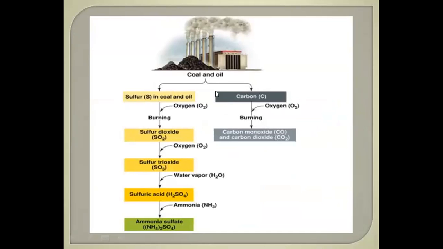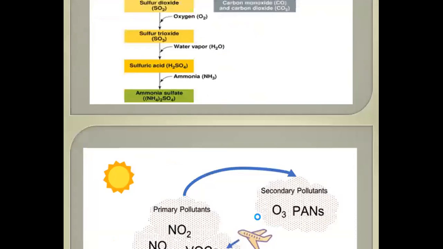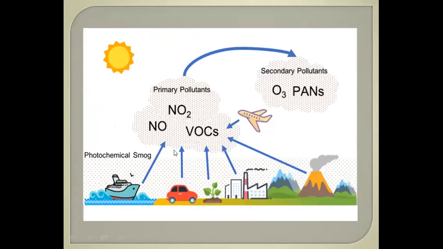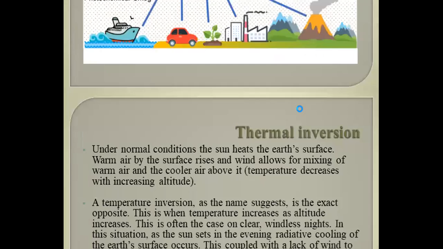And this is also coal and oil coming from the factories, and sulfur and coal combine with oxygen on burning to give sulfur dioxide, and sulfuric acid when combined with water vapors and ammonia gives ammonium sulfate. Also, as shown in the figure, in photochemical smoke, the primary pollutants nitrogen oxide and volatile organic compounds combine. Then there is formation of ozone and peroxyacetyl nitrate, which is the most potent and dangerous secondary pollutant.